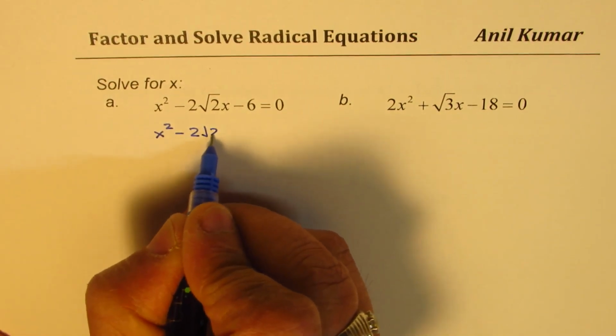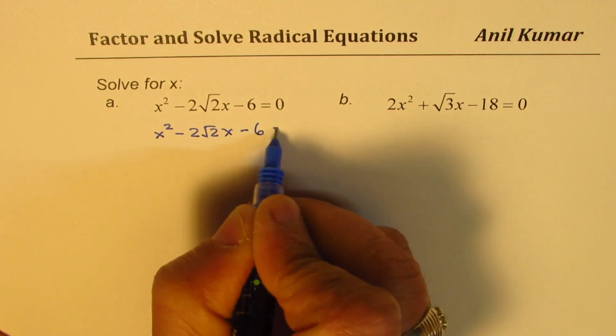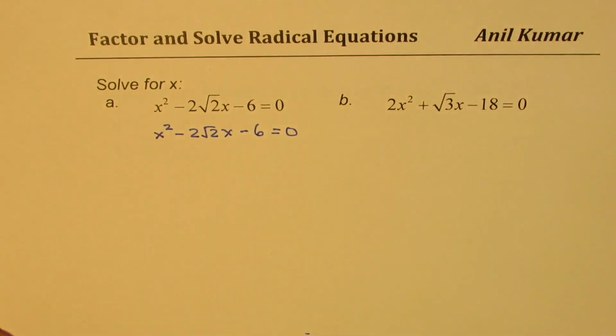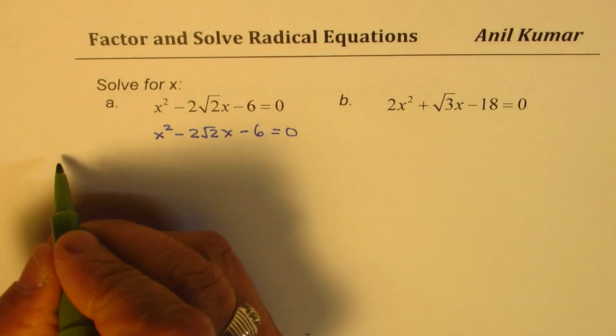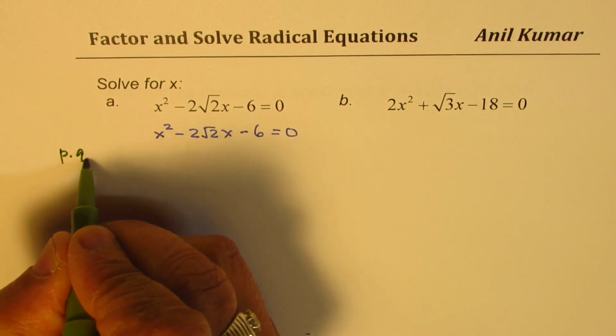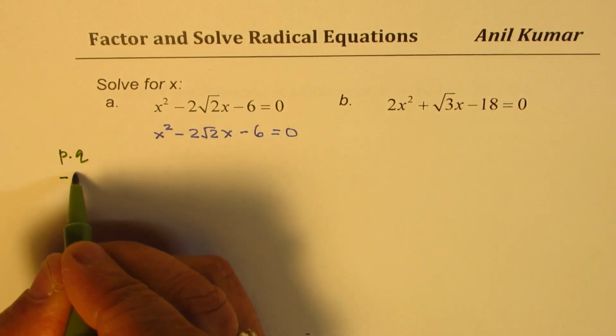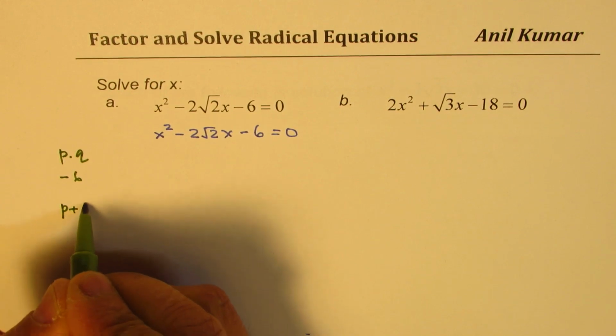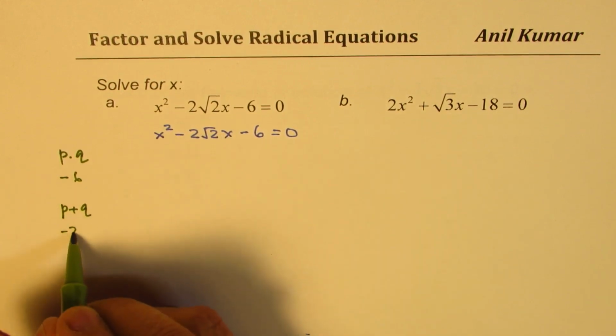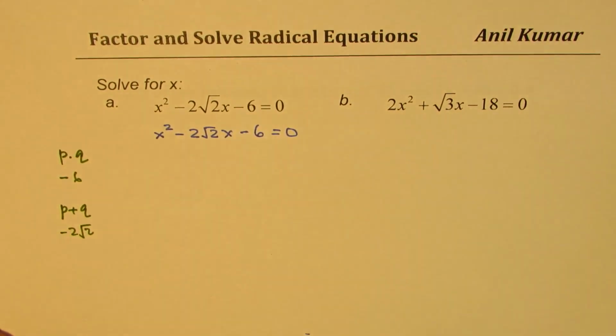Now let's try to solve the very first one, which is x squared minus 2 square root 2x minus 6 equals 0. So we are looking for sum and product. We are looking for two numbers whose product should be equal to minus 6 and their sum should be equal to minus 2 square root 2.